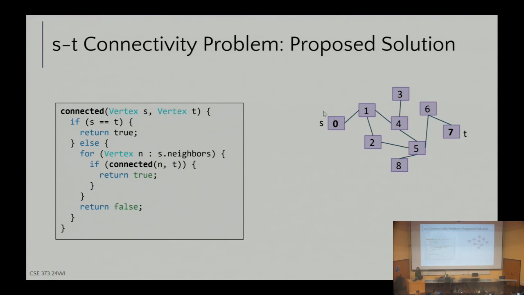So if I'm starting here with S, I would loop over all of S's neighbors, which would be 1, and I'd ask, is 1 connected to the terminus? It's not, so I'm going to loop around. Now, in this particular code, I'm going to get stuck because I'm going to loop around and I don't have a way to essentially mark that neighbor is visited and move along to the next neighbor.